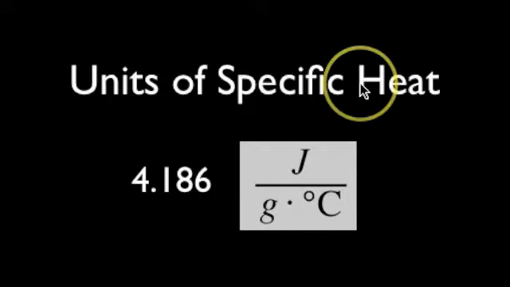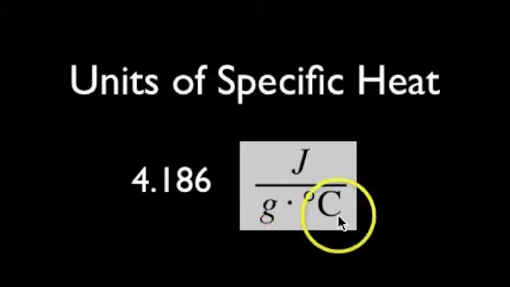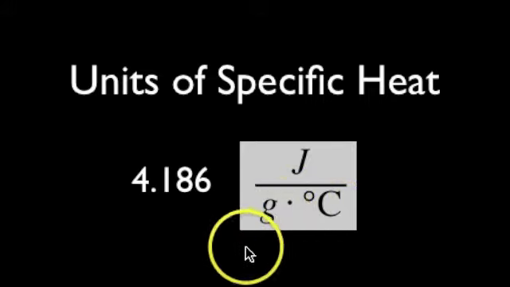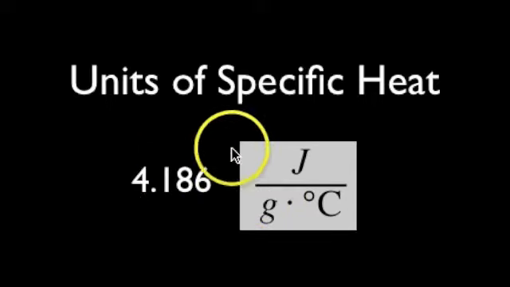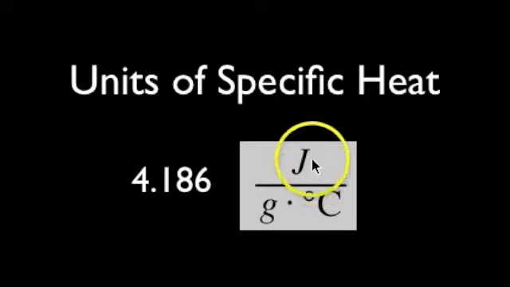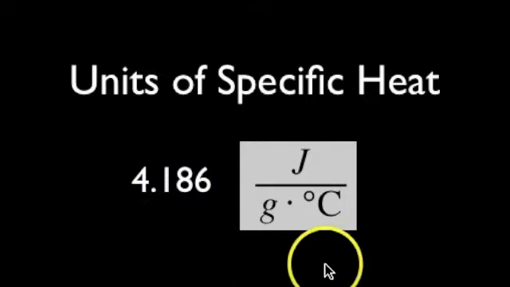We'll take water, which has a specific heat of 4.186 joules per gram degree Celsius. So suppose I take 1 gram of water. For that 1 gram of water, if I add 4.186 joules of energy, the temperature will go up by 1 degree Celsius. If I add twice that much energy, the temperature will go up by 2 degrees Celsius, etc.